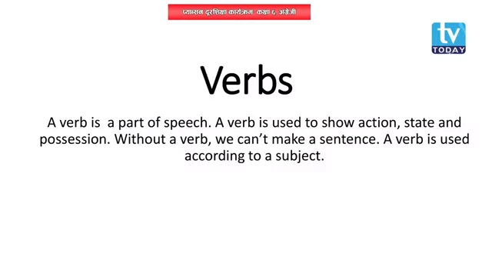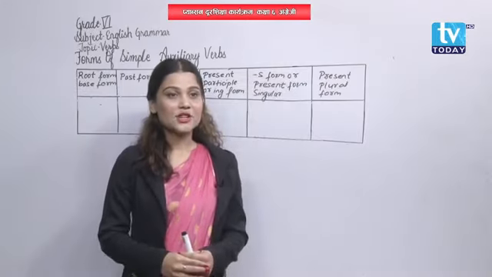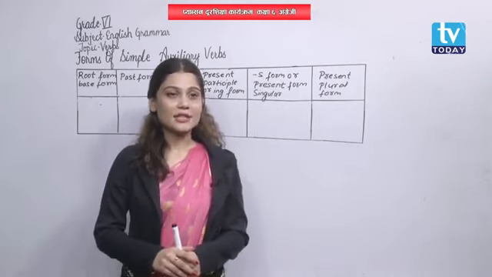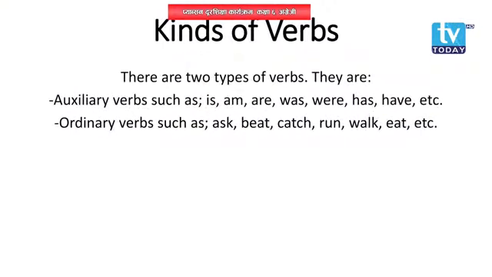A verb is a part of speech. A verb is used to show action, state and position. Without a verb, we cannot make a proper sentence. And a verb is used according to the sentence. Did you understand, my dear students? So there are two types of verbs. They are auxiliary verbs and ordinary verbs.